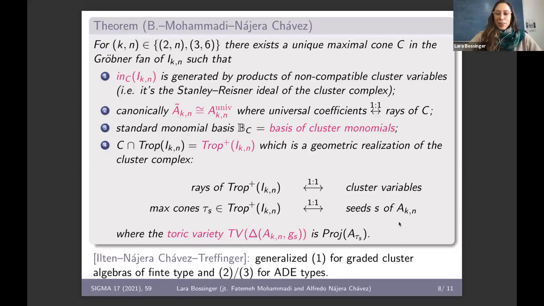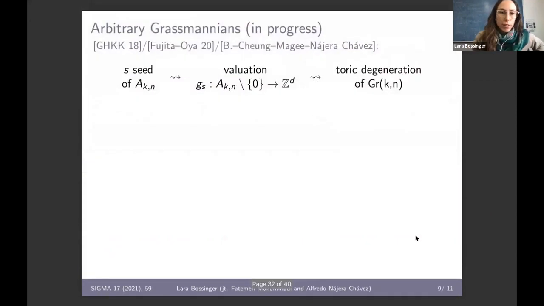Okay, so then let me use the last probably 5 minutes of my talk to give you a bit of an explanation about this story of toric varieties and how it could help us to generalize to other Grassmannians.